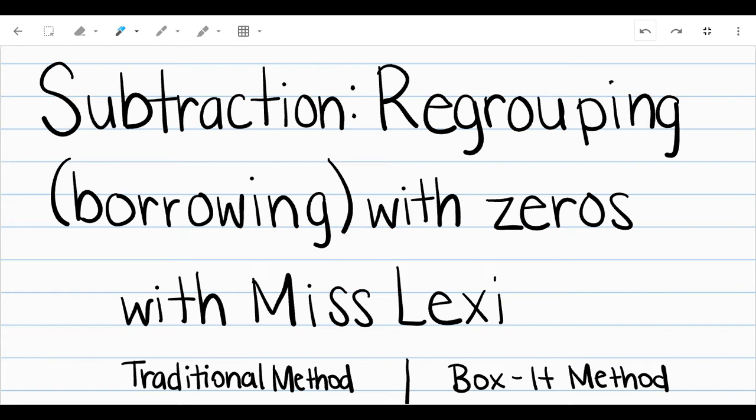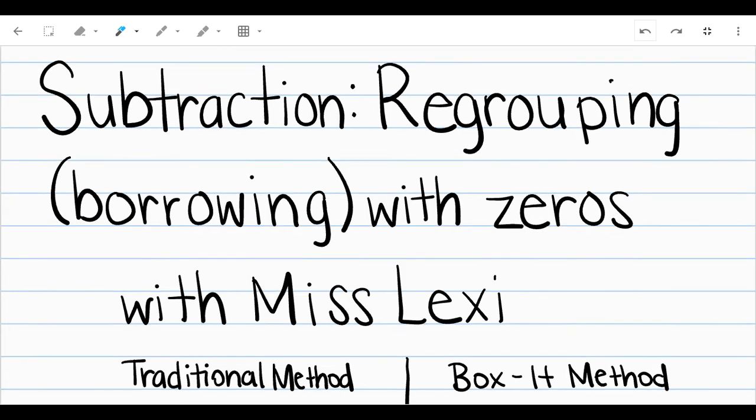So when we're regrouping or borrowing, we're going to have some zeros we have to deal with, and I'm going to show you a couple different ways that we can work those out. One way is more of the traditional method, and the other is called the box it method. Both work the same way, just a little bit different steps to get there. So we're going to look at both ways. You can do either way that you prefer, but I want to show you both ways just so you can pick which one you like, and hope this helps explain how to do regrouping with subtraction when you have some zeros to deal with.